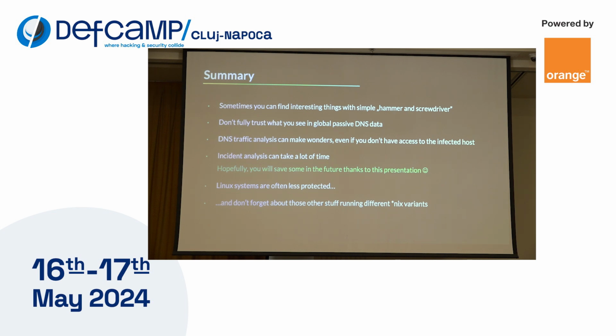So, summary. Sometimes you can find interesting things with basic tools, right? It is just important that you know what you are looking for, that you have some knowledge. You cannot fully trust global passive DNS data. It is very useful. You can find a lot of things, but you cannot trust them totally.